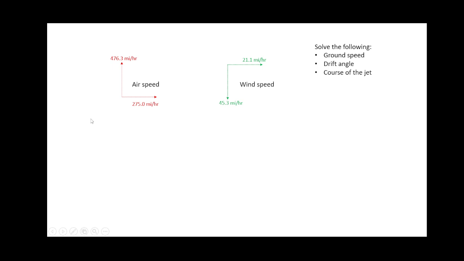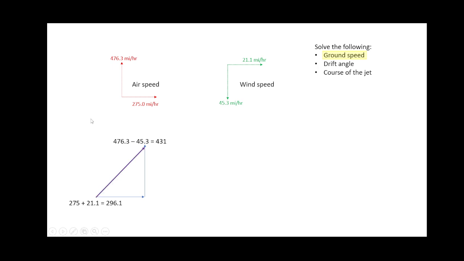So here's the summary of what it is that we computed. So we have the components of airspeed and the components of wind speed, and now we need to sum up the x components and the y components in order to get our ground speed. Okay, so our x component, now remember both x components are in the positive x direction, so that's 275 plus 21.1, which is going to give us 296.1 miles per hour. In the y direction, we have one positive, one negative, so we have 476.3 miles per hour minus 45.3, which is going to give us 431 miles per hour.